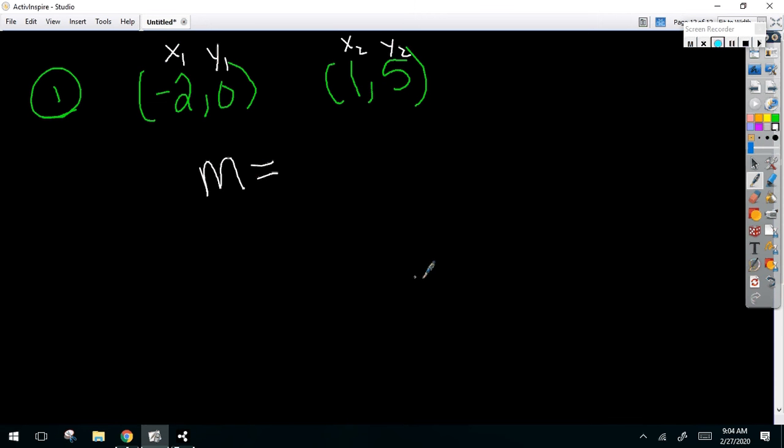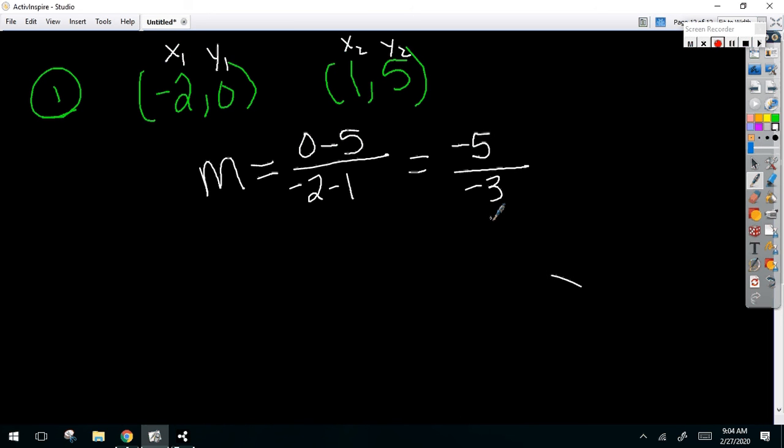Okay, so difference of the y's over difference of the x's. The y has to stay on top because it's rise over run, and the y is the one that rises. So that's y. All right, so 0 minus 5 is what? -5 over. What's -2 minus 1? -3. What's a negative divided by a negative?